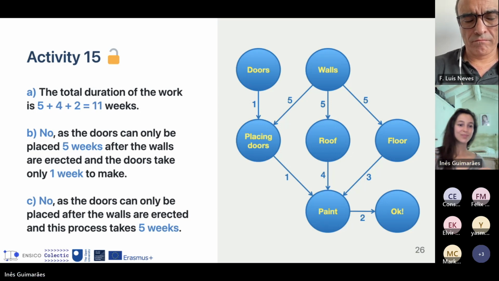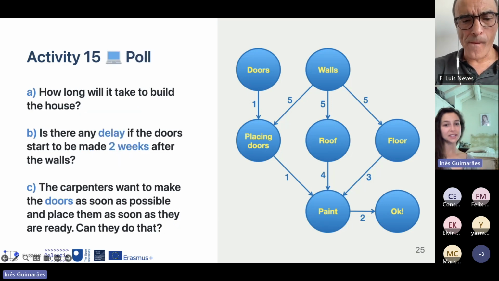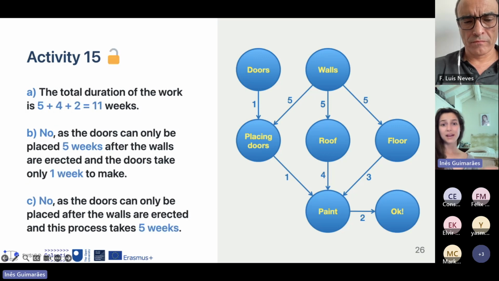Then regarding the second question, if there is any delay if the doors start to be made 2 weeks after the walls. No, because the doors can only be placed 5 weeks after the walls are erected. And the doors take only 1 week to make. So we can wait 2 weeks and then start building the doors, and we still have time to place the doors. So there is no delay.